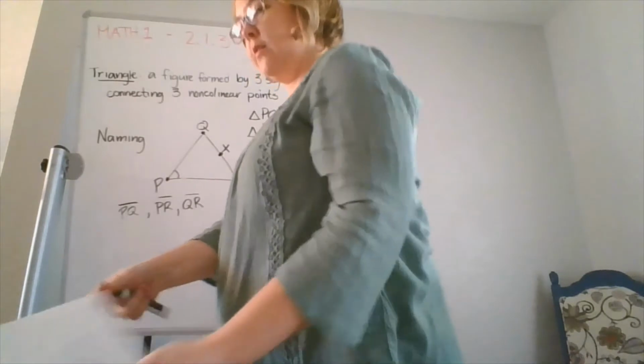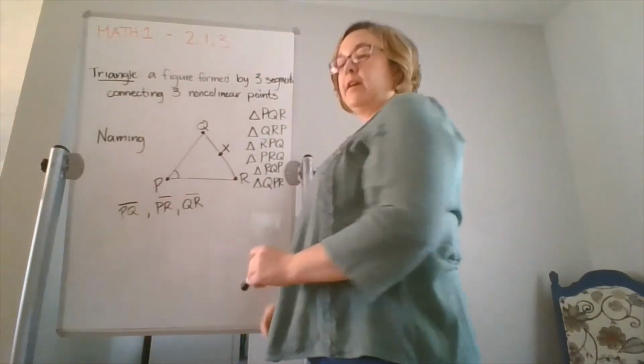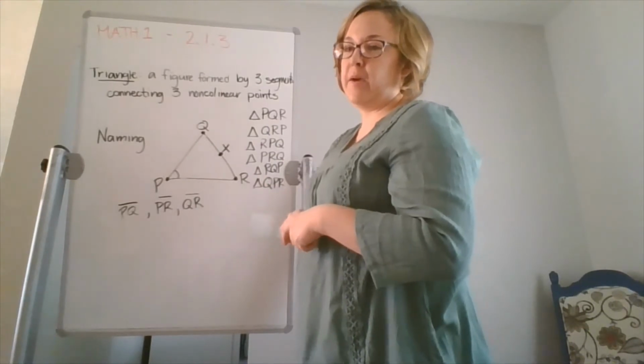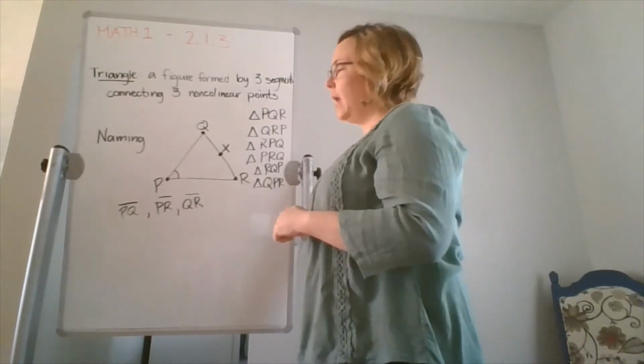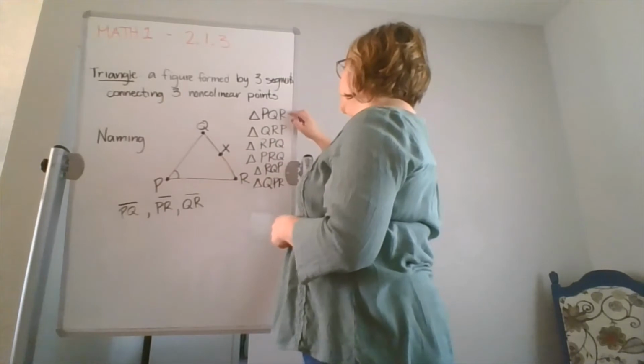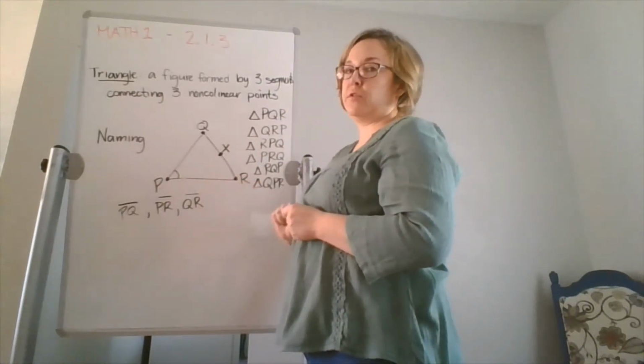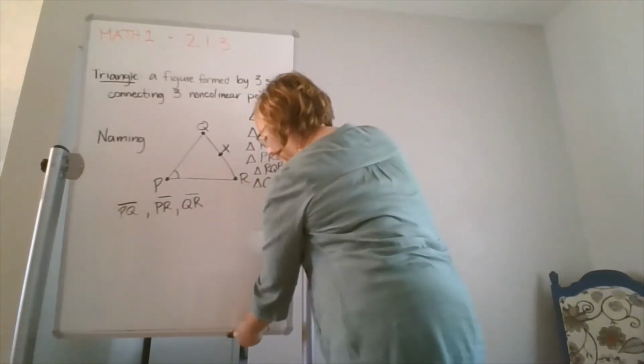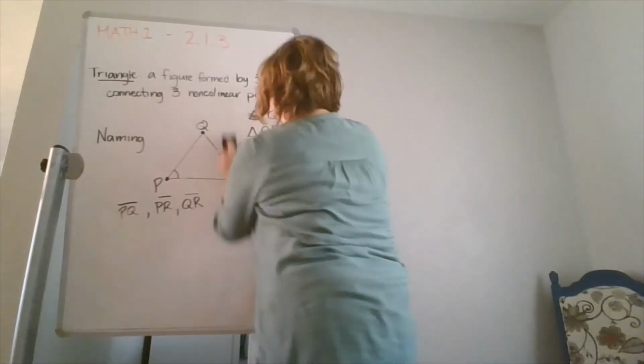Oh, there is one thing. Okay, I noticed this is kind of funny. You'll get some questions that ask you what line segment. They'll give you the name of the triangle or maybe a picture of the triangle. So let's say that I will draw a new triangle on here and we'll start all over.